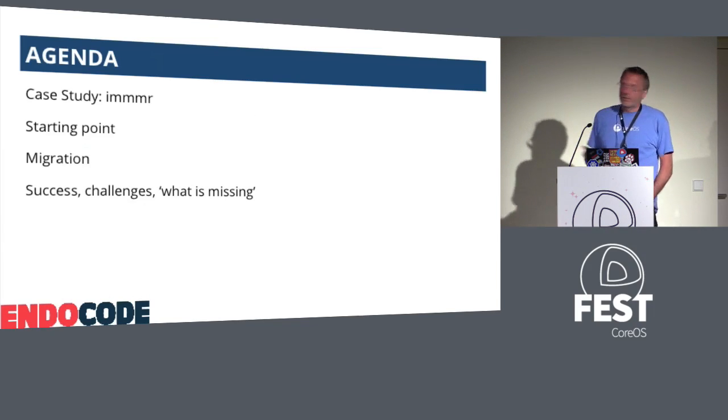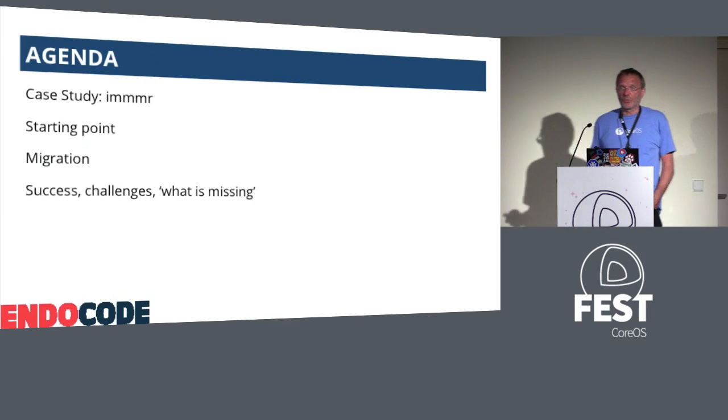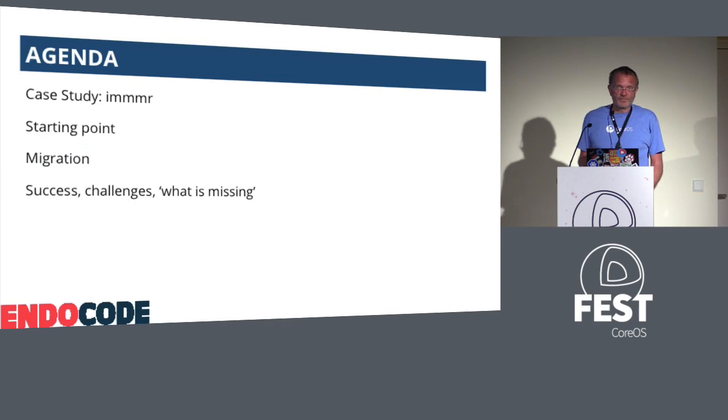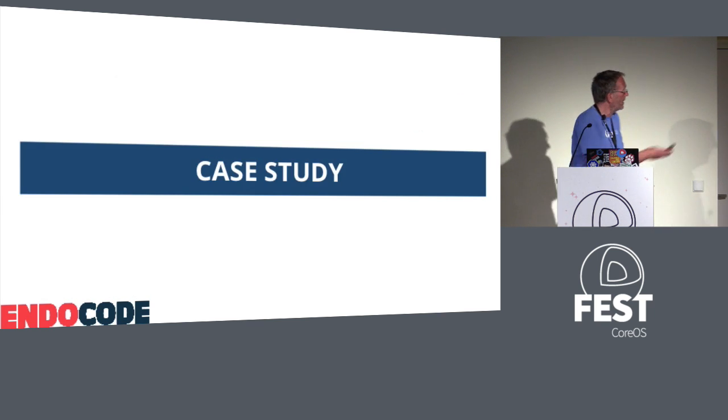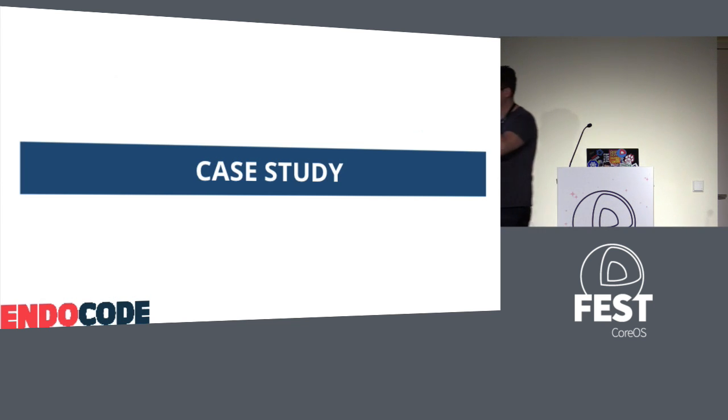First thing is I will hand over to Jannis, who gives you an impression what immer is, what kind of application. Then we show you how to start to convert a complex application into a Kubernetes application. Talk about the challenges of migration, and then we will declare success and explain what's missing. So please, let's change to immer.